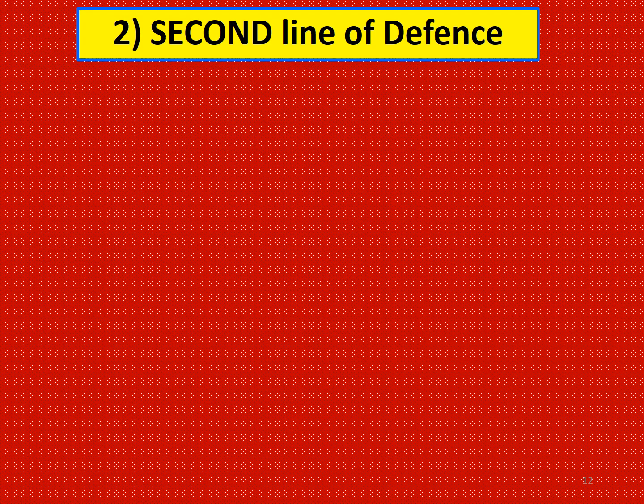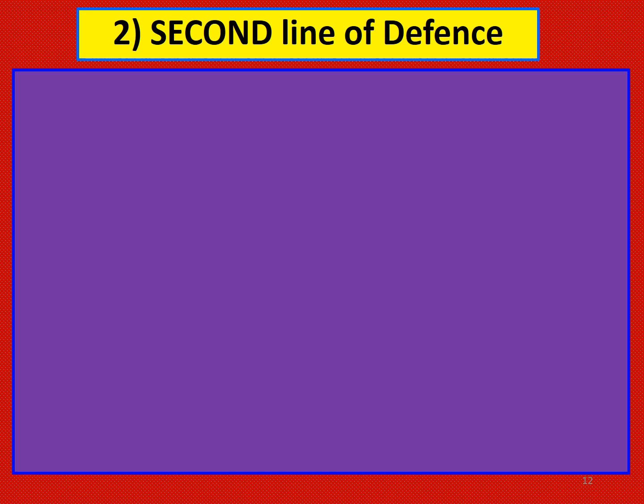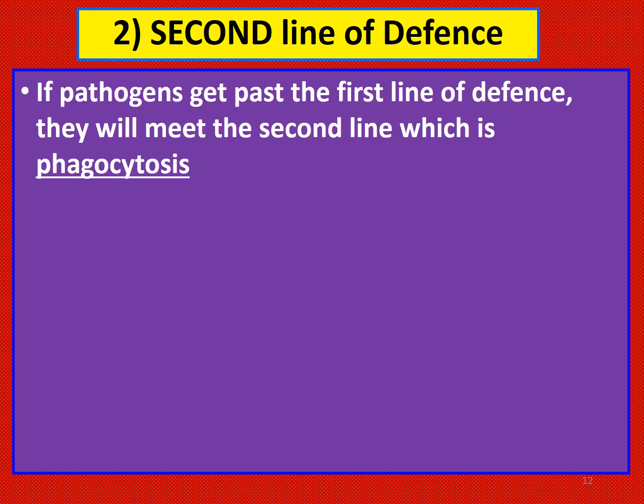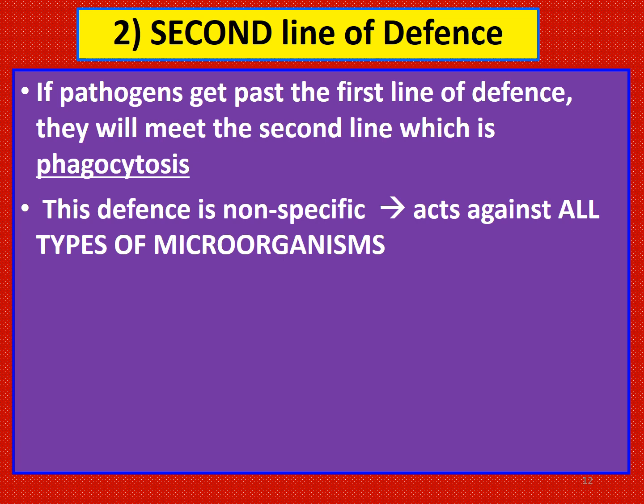Let's discuss the second line of defense. If pathogens get past the first line of defense, they will meet the second line of defense, which is phagocytosis. This defense is non-specific, meaning that it acts against all types of microorganisms and not just against one particular type of microorganisms. So this is the same as for the first line of defense. Both lines of defense are non-specific.